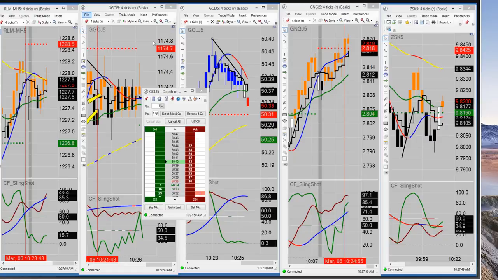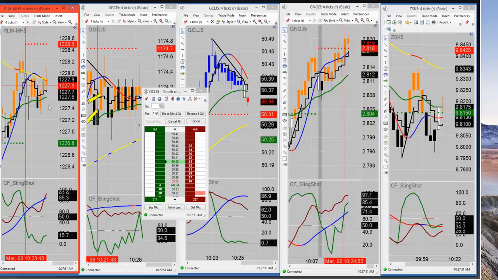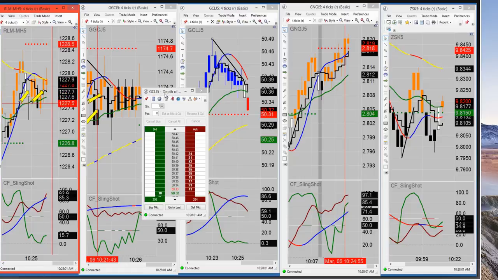And the crude's not looking so good there right now. See the Russell, we got long right here, and we got flat right over there. And we just stopped out of the crude.